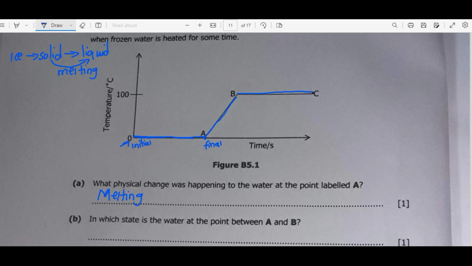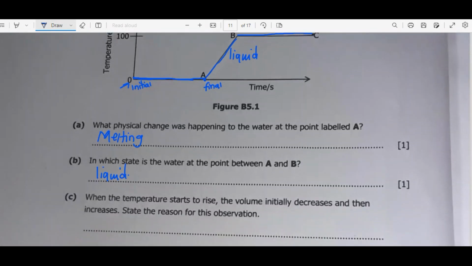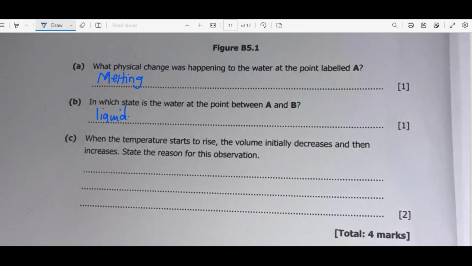In which state is the water at the point between A and B? So at this one, we are just going to have a liquid, since the solid ice has melted into a liquid. So here we have a liquid. Okay, so now for question C. When the temperature starts to rise, the volume initially decreases and then increases. So state the reason for this observation.